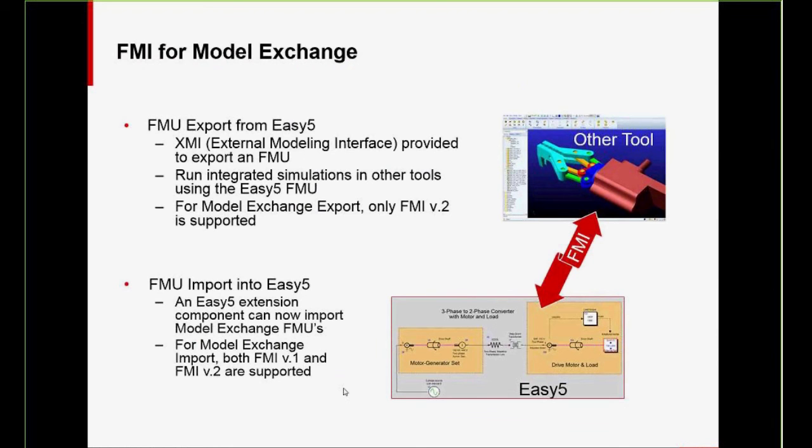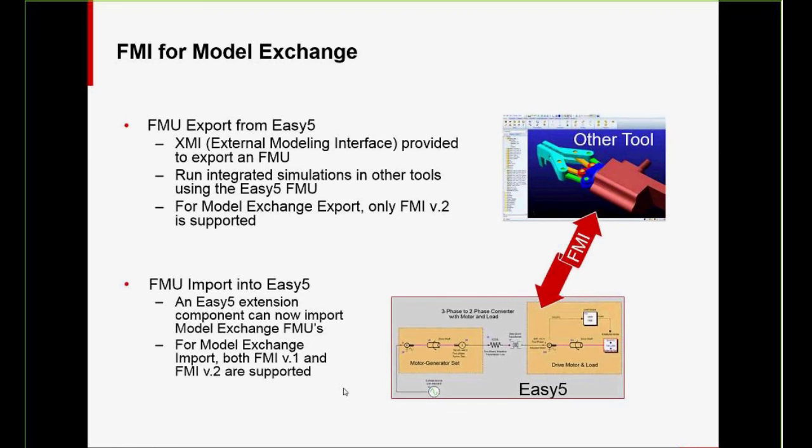Two aspects of FMI support in Easy5. One is FMU export. The external modeling interface library, which is the same library which is employed to export MATLAB Simulink S functions from Easy5 or to do other types of exports, is provided to export both model exchange FMUs as well as the existing post-simulation FMUs. And then the integrated simulations can be run in other tools using the Easy5 generated FMU.